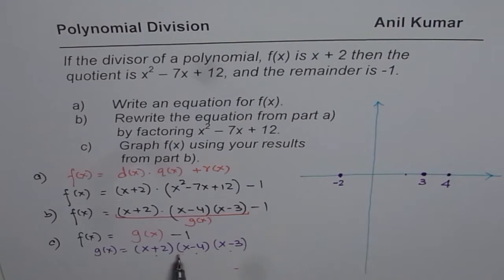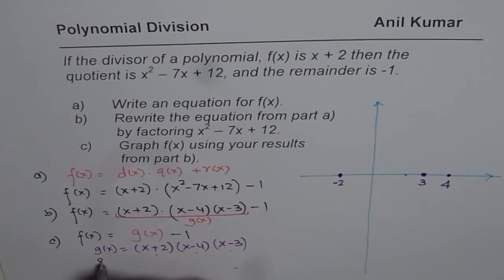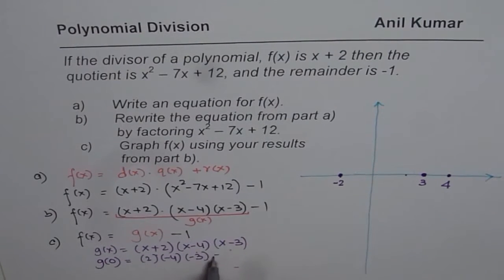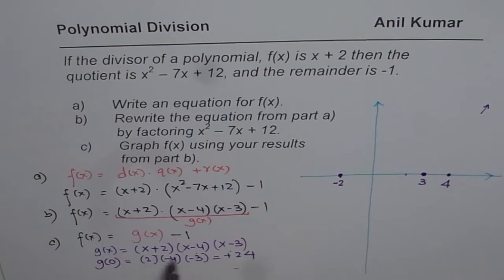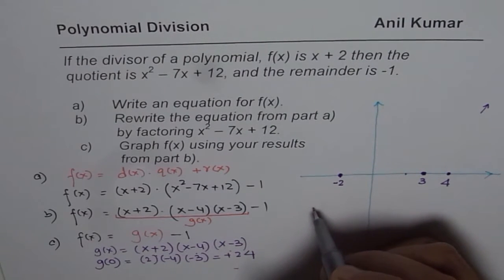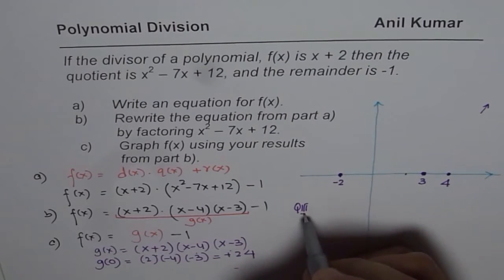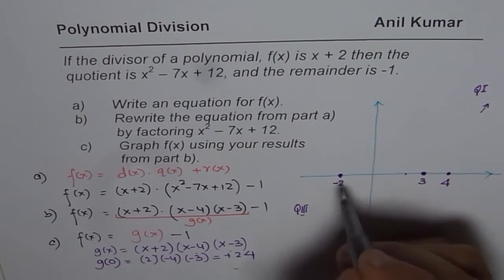Now the polynomial, in this case when you multiply, the leading coefficient is going to be positive. Is it okay? Let us also find what is g of 0, the y-intercept. So when I substitute 0 here, I get 2 times minus 4 times minus 3. That is plus 24. So that is my y-intercept for g of x. Now since the leading coefficient is positive, we know the right side is up and odd degree has opposite ends. So we'll start from quadrant 3 and go to quadrant 1. That's the idea.